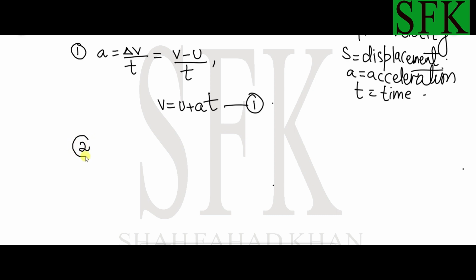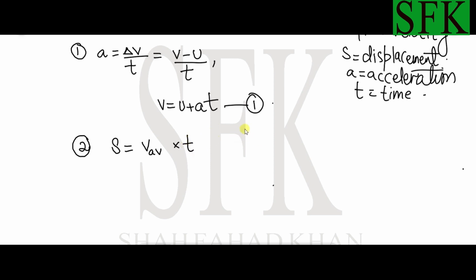And the second equation of motion is also very simple and is going to be derived using the first equation. We know that average velocity, actually the total displacement, is equal to average velocity multiplied by time. This is basically that speed equals distance upon time formula. So displacement equals average velocity multiplied by time.